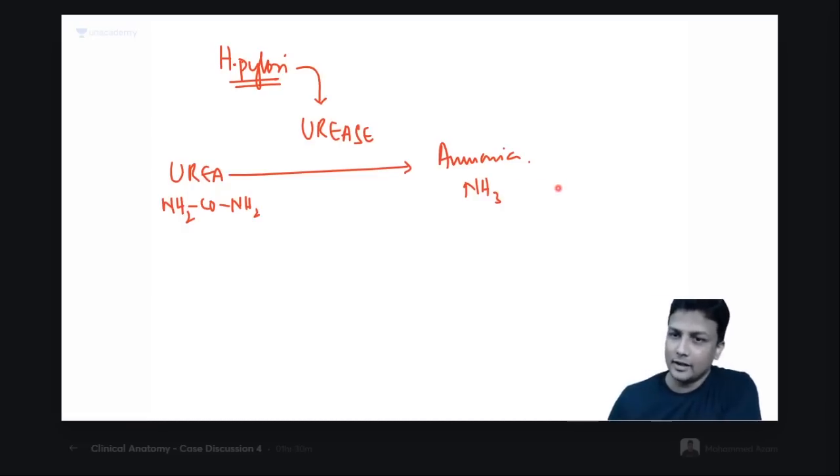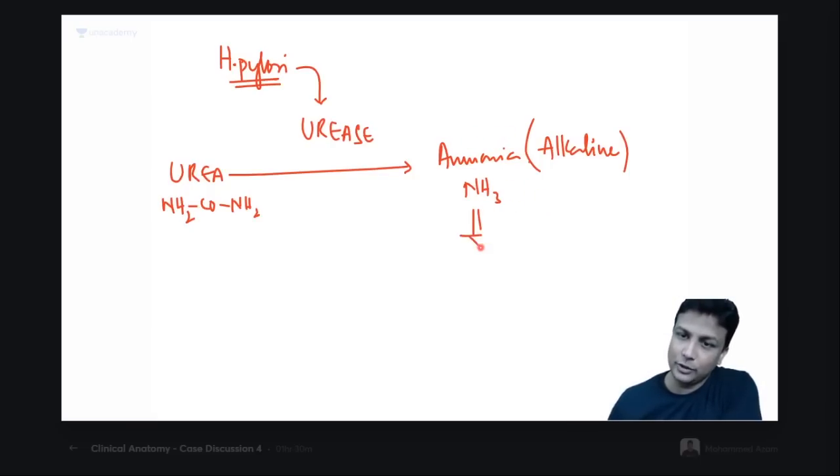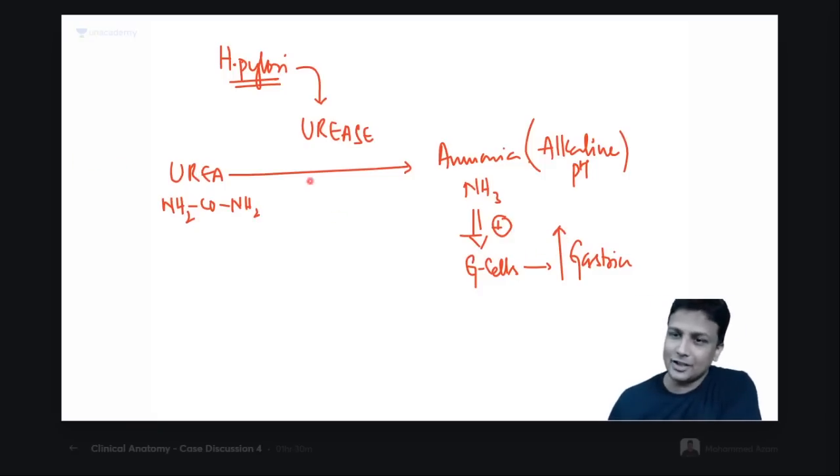And now tell me, what about ammonia? Is it acidic or alkaline? Remember, ammonia is alkaline. So now the stomach becomes more alkaline in nature. Because it is more alkaline, this ammonia is going to stimulate your G cells. The alkaline pH will be stimulating what, sir? G cells. And once the G cells are stimulated, they are going to produce more gastrin. When gastrin secretion occurs, this gastrin is going to stimulate your parietal cells. And when parietal cells are stimulated, they are going to produce acid, hydrochloric acid. So there will be increased secretion of acid. Are you getting my point here?